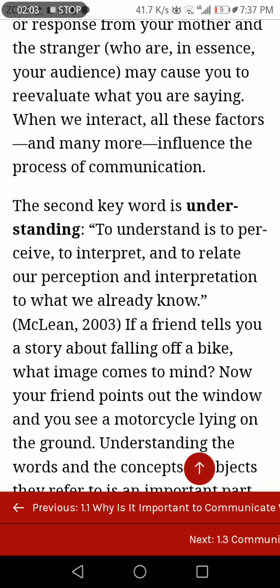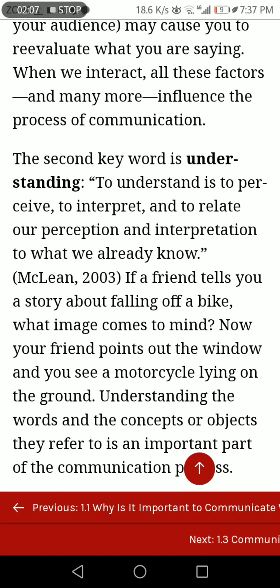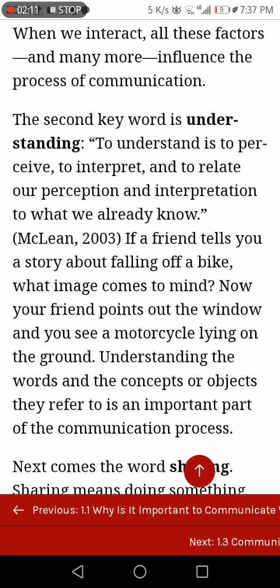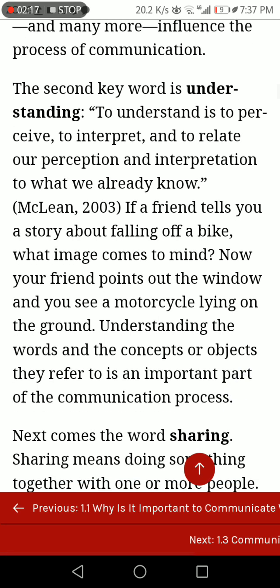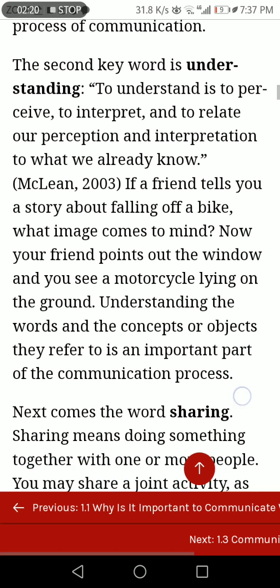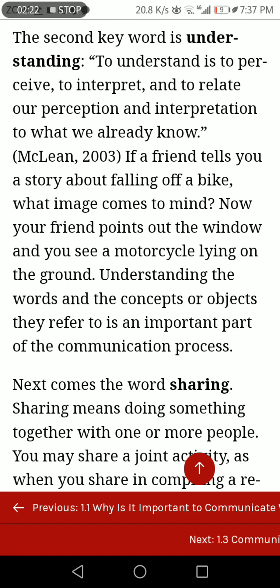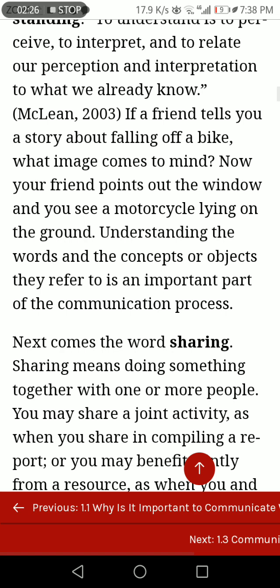The second keyword is understanding. To understand is to perceive, to interpret, and to relate our perception and impression to what we already know. If a friend tells you a story about falling off a bike, what image comes to mind? Your friend points out the window and you see a motorcycle lying on the ground. Understanding the words and the concepts or objects they refer to is an important part of the communication process.